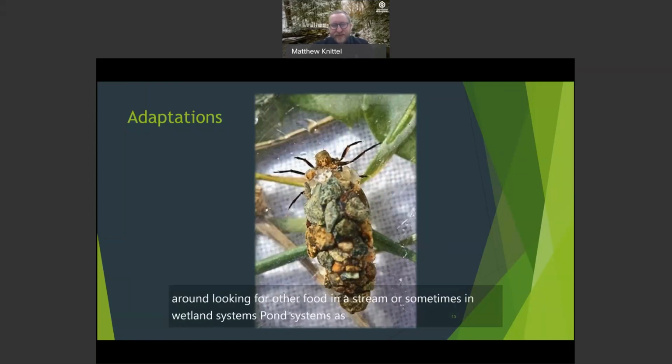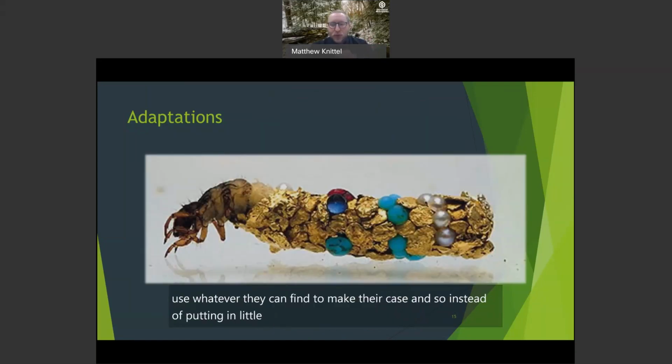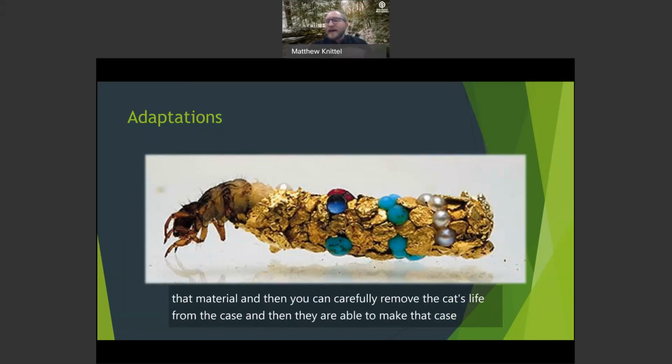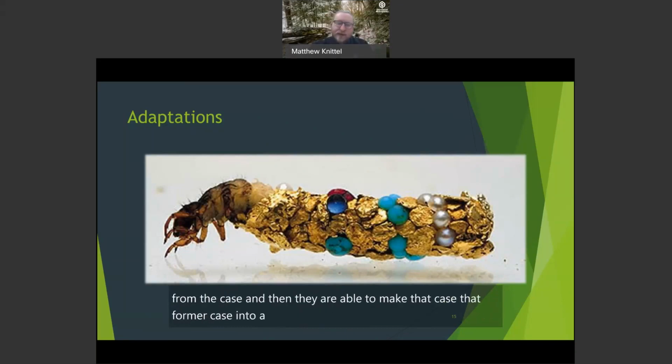What's really neat about some of these is there are people who actually will farm different species of these case-building caddisflies, because some of the species will use whatever they can find to make their case. So instead of putting in little rocks, they'll put in flecks of gold and little gems and things, and the caddisfly will actually make their case out of that material. And then you can carefully remove the caddisfly from the case, and make that former case into a necklace pendant or earrings or other jewelry.